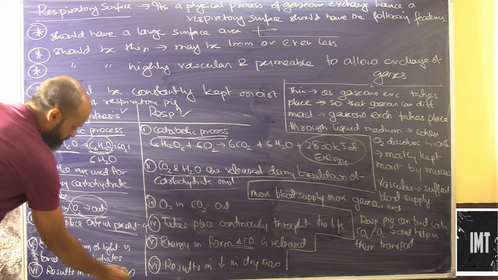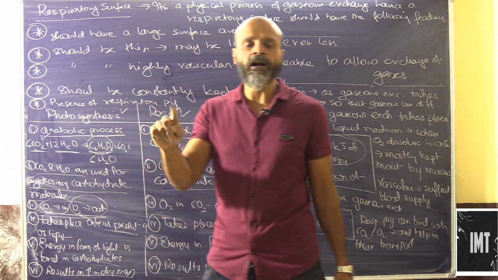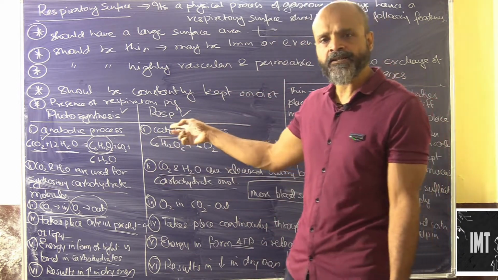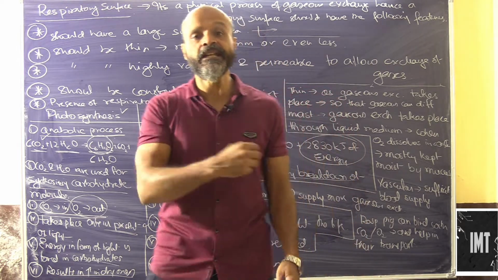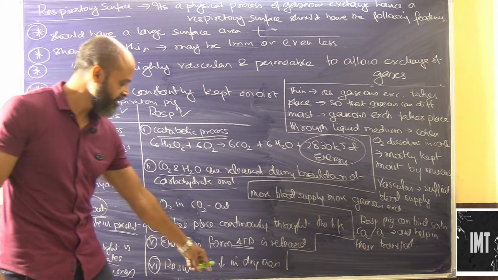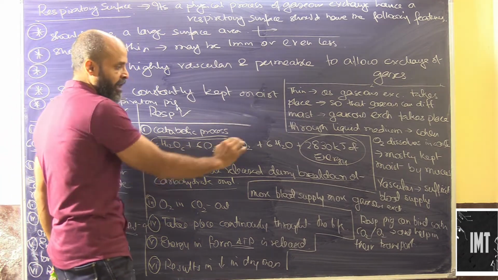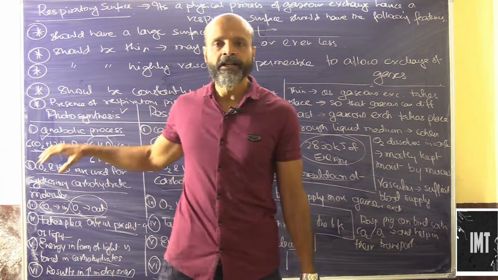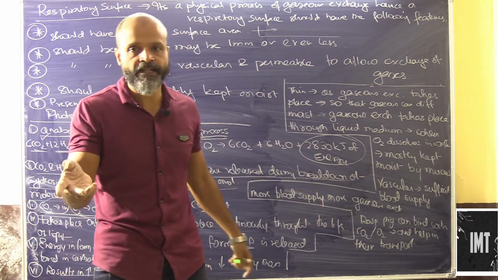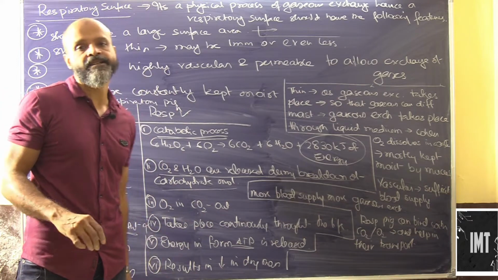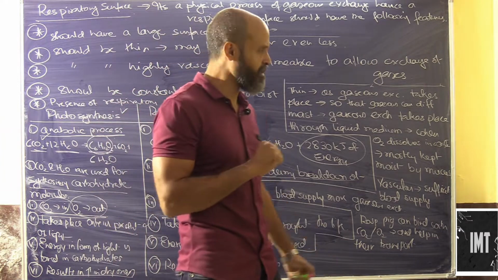Photosynthesis results in increase in dry mass. Why? Because carbohydrate is produced. It's an anabolic process, so carbohydrate is produced, resulting in the increase of dry mass. Whereas in respiration it is a decrease in dry mass. Here the residue is increasing after the reaction, while here the residue is decreasing after the reaction. So this will result in the decrease in dry mass. These are certain points of differences between photosynthesis and respiration.